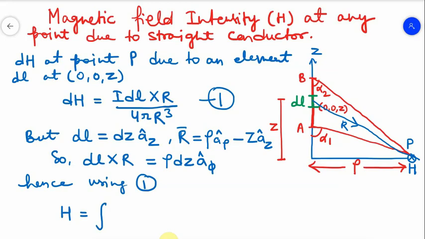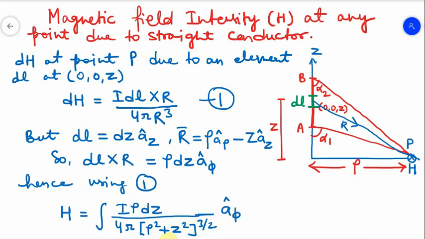Okay, now in place of this I dl cross r, we will write I and rho dz a phi. So we are writing I rho dz, and the direction is a phi, upon 4 pi. And what is r cube? So in place of r magnitude, rho square plus z square to the power how much? 3 by 2. So this will be rho square plus z square to the power 3 by 2, and this we have missed. The direction is a phi.